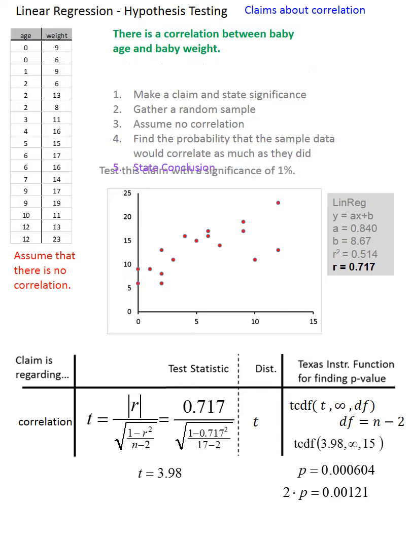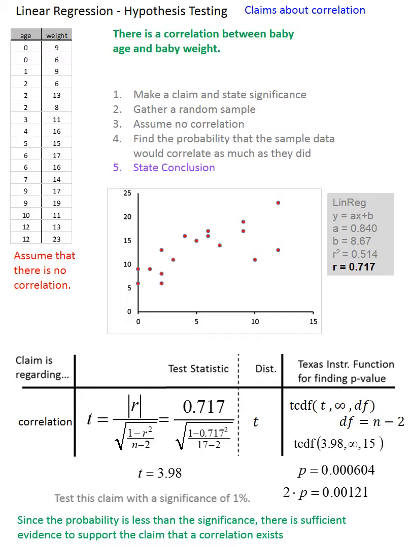So when we state our conclusion, we recall that we're testing this claim with a significance of 1%, and the probability value that we got is way lower than that. Notice it's about 1/10 of 1%, and that indicates that there definitely is sufficient evidence to support the claim.